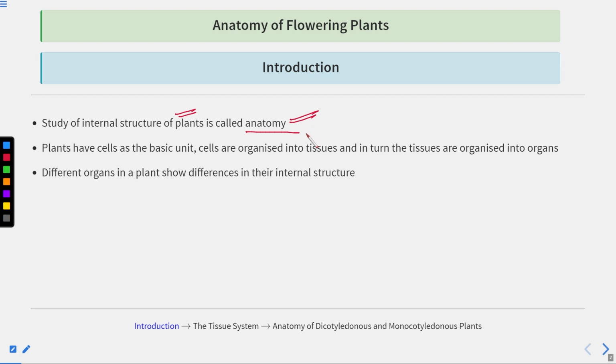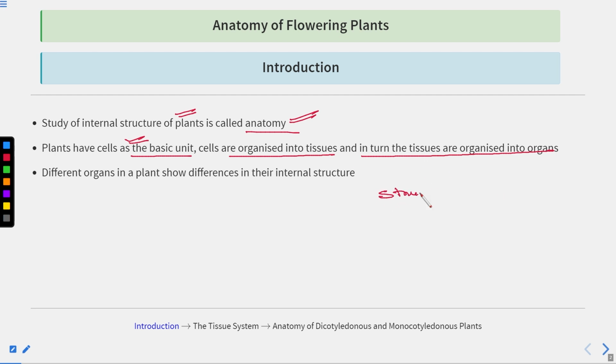In the same way, we do this for animals also. We see the internal structure of animals as well, right? So we are studying the anatomy of animals as well. Now plants have cells as the basic unit. Cells are organized into tissues, and in turn the tissues are organized into organs. This is basically the structural organization of plants.